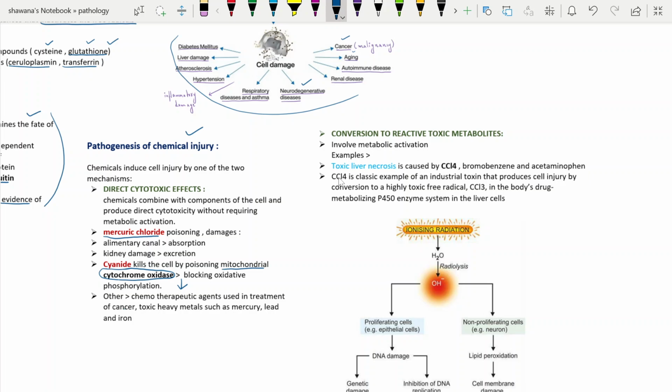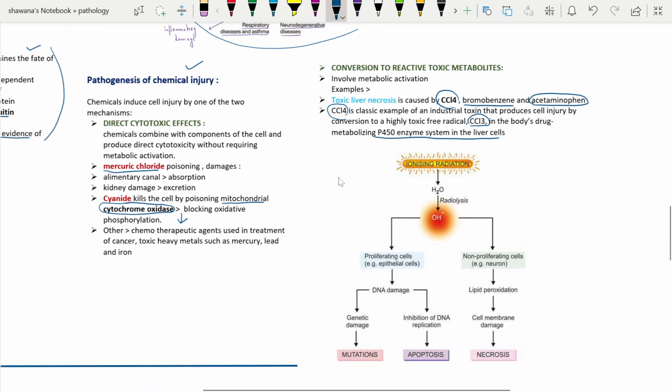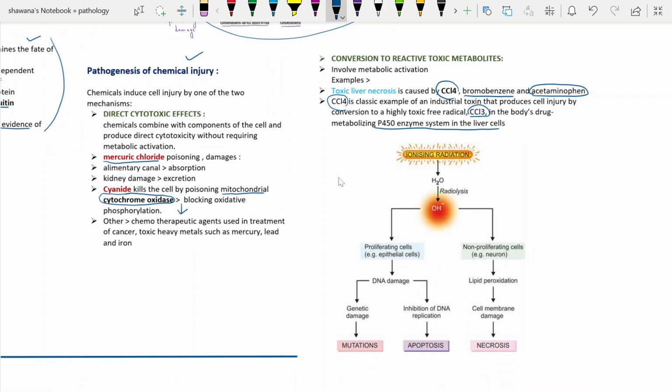The others include carbon tetrachloride, bromobenzene, and acetaminophen, which is an analgesic, but a high dose of them can cause destruction of the cell. CCl4 is a very classic example. It is converted into CCl3 by the body's P450 enzyme system in the liver cells, and it is very damaging to the cell. Okay, I hope you understand this.